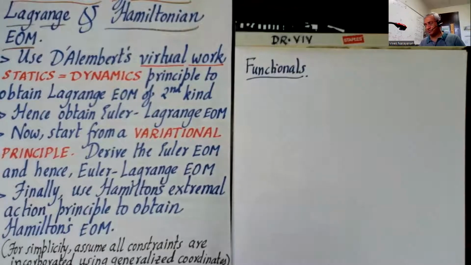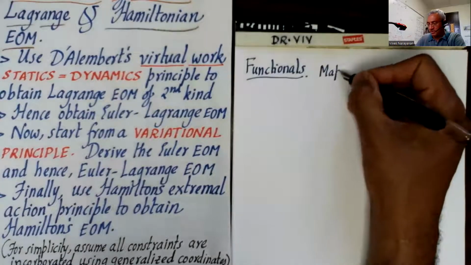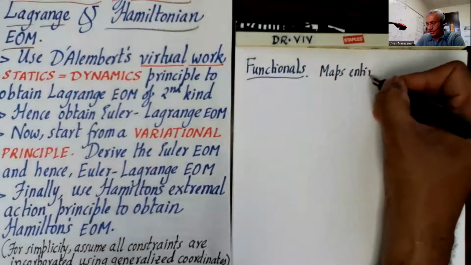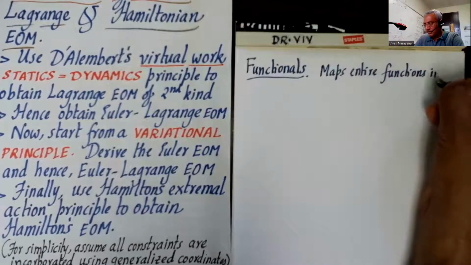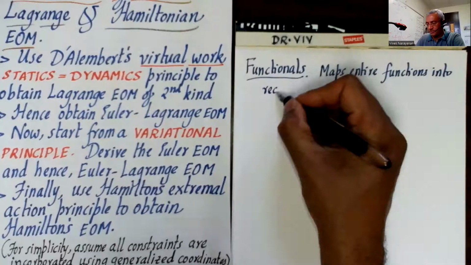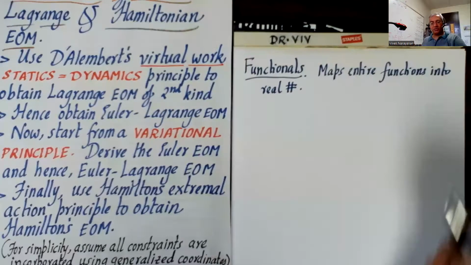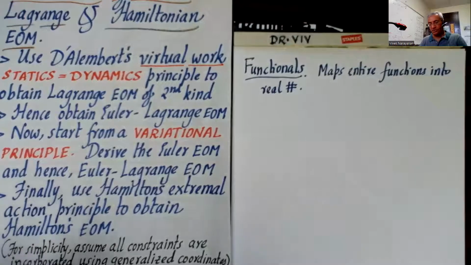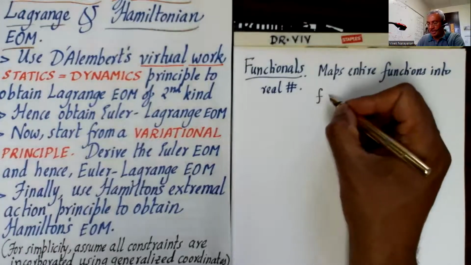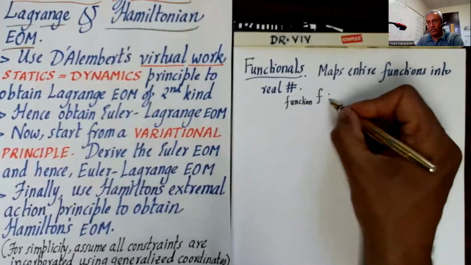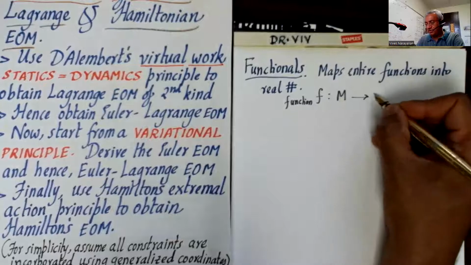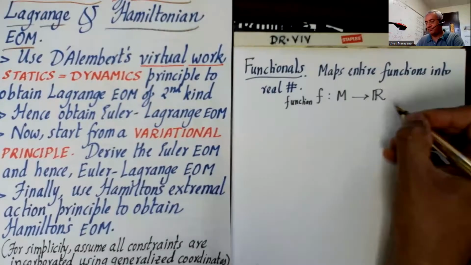What does a functional do? A functional maps an entire function into a real number, okay? So it maps the entire functions into real numbers. So what we're going to do is use some mathematical notation here. If I write a single function f acting on a manifold M, then f takes points in M to the real numbers. That's a real function.